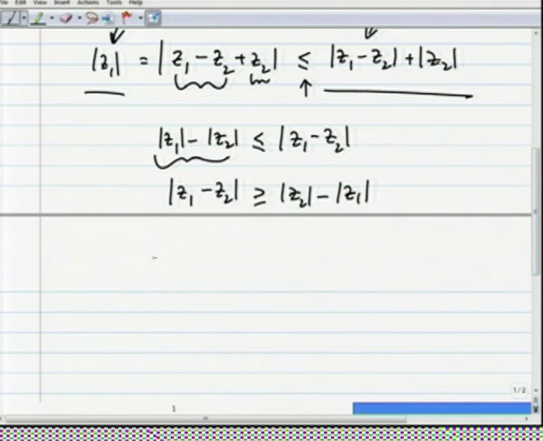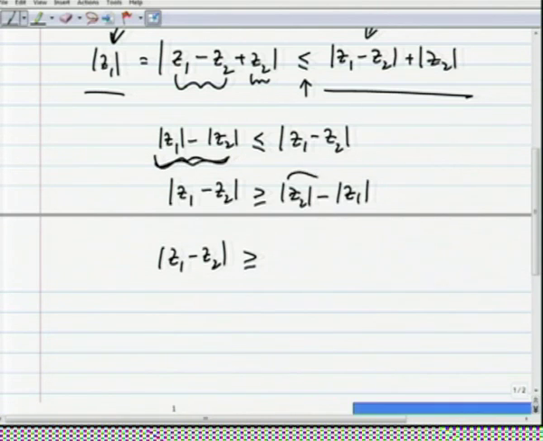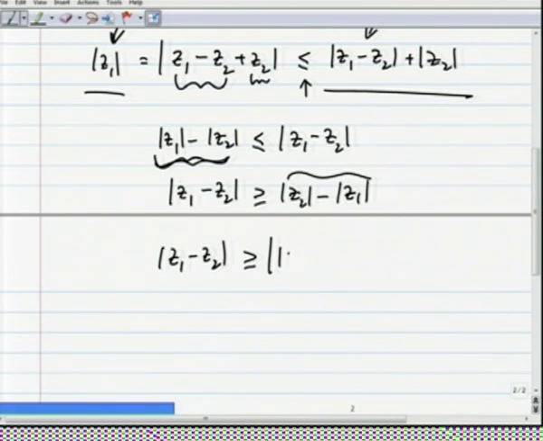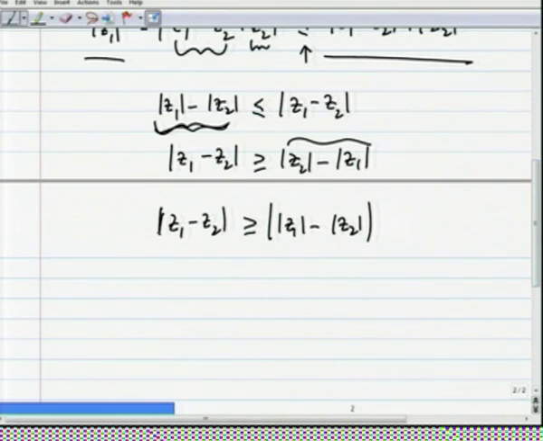Okay. And so, in conclusion, the modulus of z 1 minus z 2 is greater than or equal to this and this, so it is greater than or equal to the absolute value of the modulus of z 1 minus the modulus of z 2. Okay. So, this form of a triangle inequality is also useful sometimes. And I have proved it here for records.